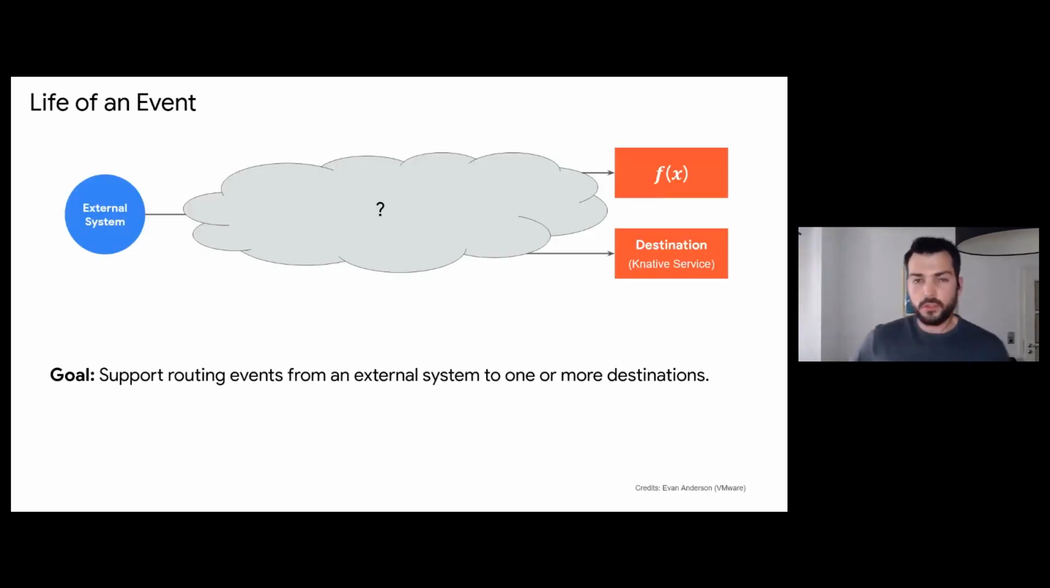So when we talk about the life of an event in TriggerMesh and in Knative more particularly, we think about different challenges. The first of these challenges is that we want to support routing events from an external system into one or more destinations. This destination can be, like I said, a Knative service, so any kind of container workload. It can also be a function. And this is the core of building a reactive event-driven system, right? You want to deliver event notification from systems that produce them to components that consume them.